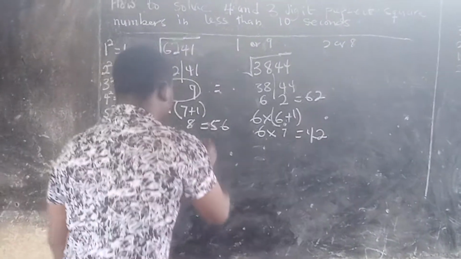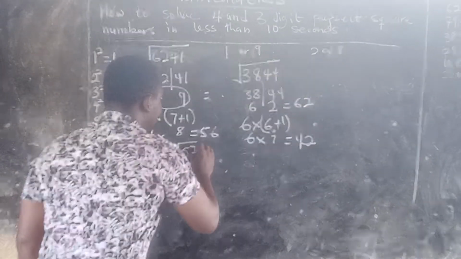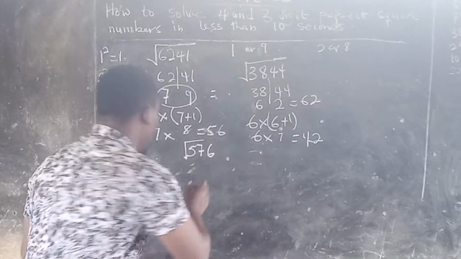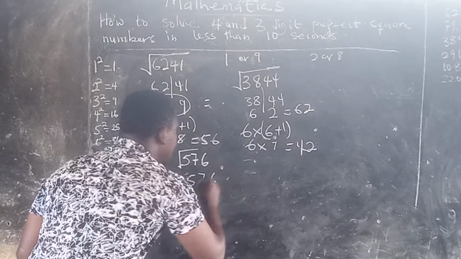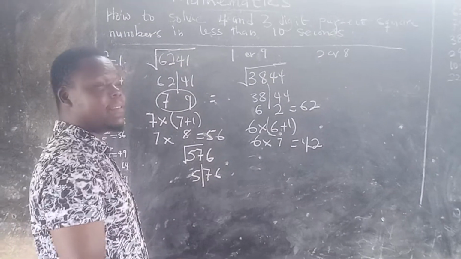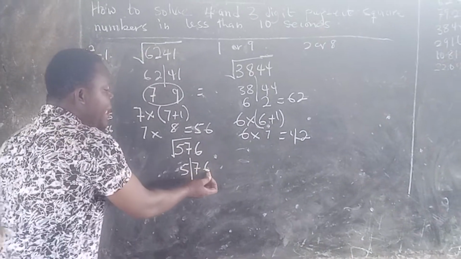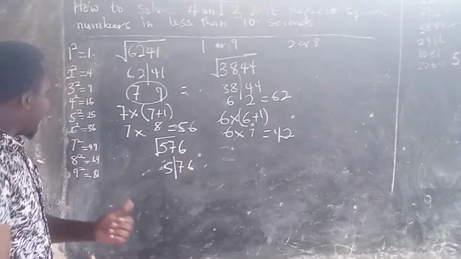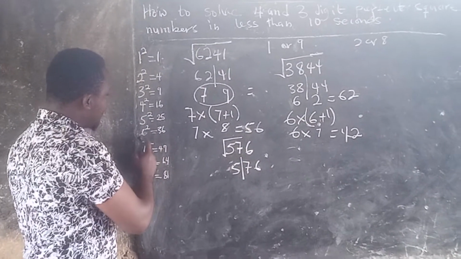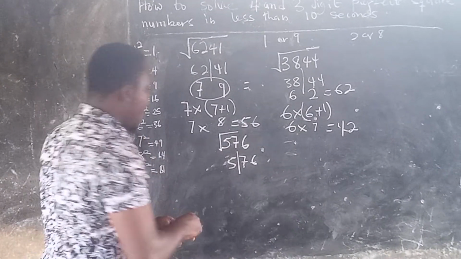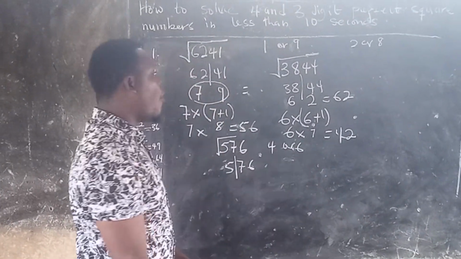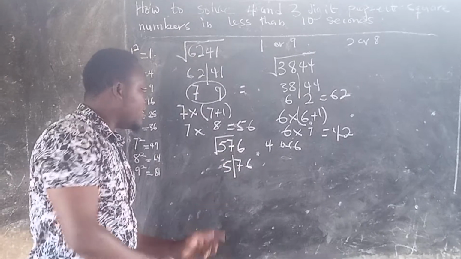The square root of 576. This one is a 3-digit number. The 5 will stand alone, and then 76 will be on one side. The same thing: the ending is 6. When the ending is 6, you check from here. We have 16, which is 4, and 36, which is 6. So one side will be 4 or 6, and it is left with this one, which is 5.